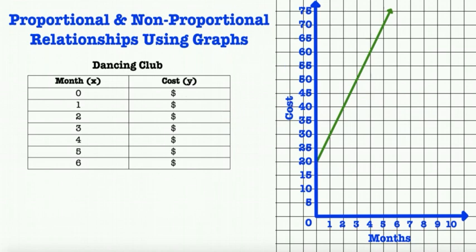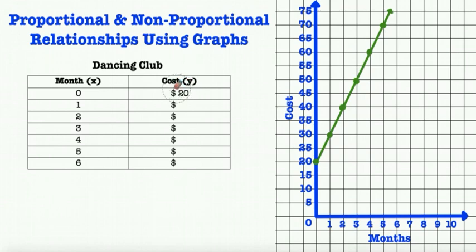So here, by looking at our graph, we could tell that at 0, we're starting off at $20, meaning before even participating in this dancing club, we are going to have to pay an initial fee to join. After 1 month, it's going to cost $30. After 2 months, it's going to cost $40. After 3 months, it's going to cost $50. After 4 months, it's going to cost $60. And at 5 months, it's going to cost $70.